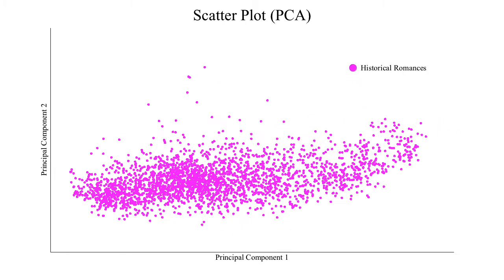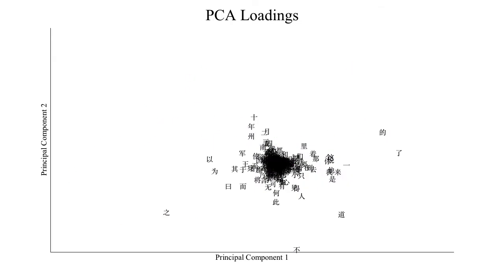Historical romances in magenta dominate the middle, and they actually bridge the gap between the earlier two genres. Now, to be able to properly interpret what's happening here, we actually have to look at the specific words that are being used in different ways. And in this case, it's Chinese characters. And we can do this by looking at the component loadings.